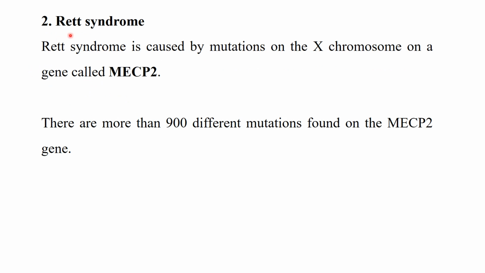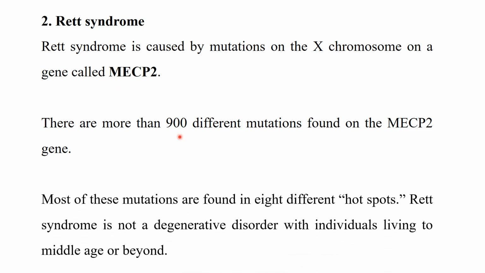The second disease of the X-linked dominant disorders is Rett syndrome. Rett syndrome is caused by a mutation on the X chromosome in a gene called MECP2. There are more than 900 different mutations found in the MECP2 gene. Most of these mutations are found in 8 different hotspots. 8 different hotspots में ये mutation हो सकती है.